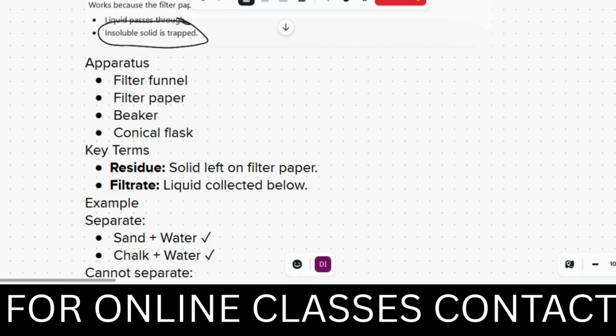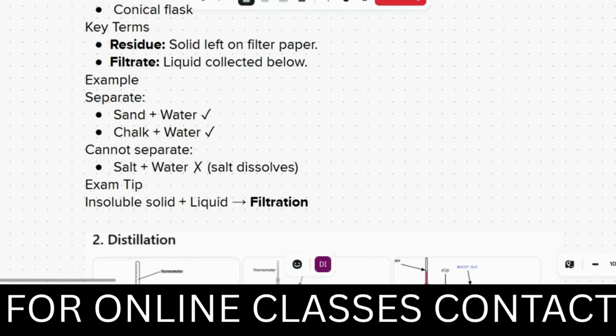Key terms in this are residue and filtrate. Residue is the solid left on the filter paper, for example, sand. Filtrate is the liquid collected below, for example, water. Examples are sand and water, and chalk plus water. Salt plus water, they dissolve, so we cannot do it like this. So insoluble solid plus liquid is filtration. That is an important thing for past papers.